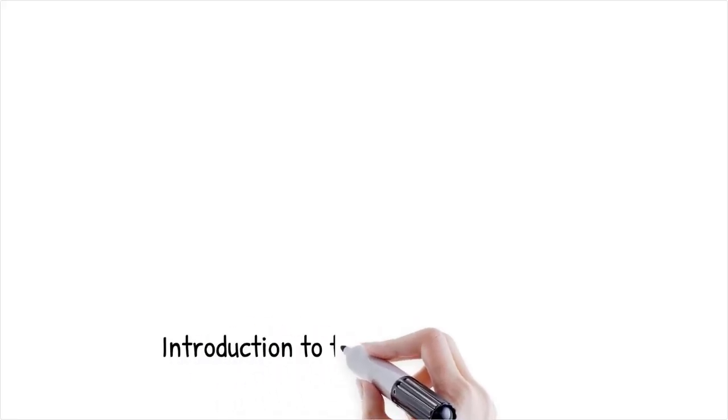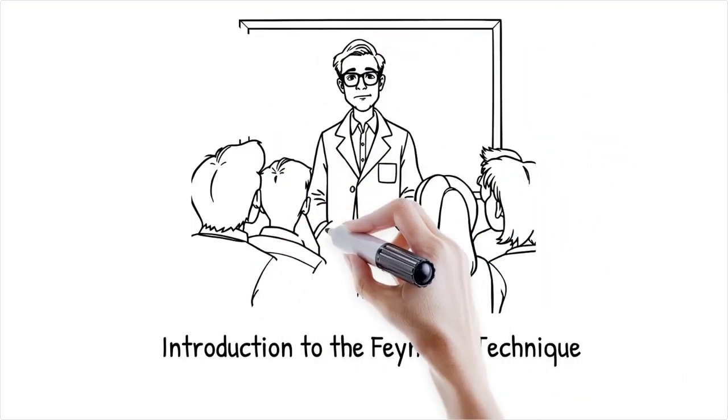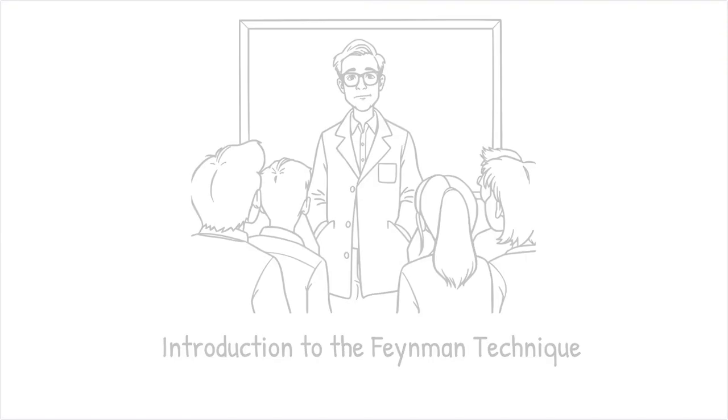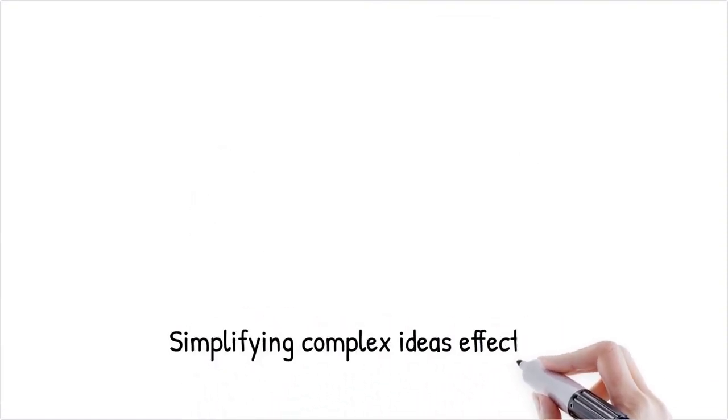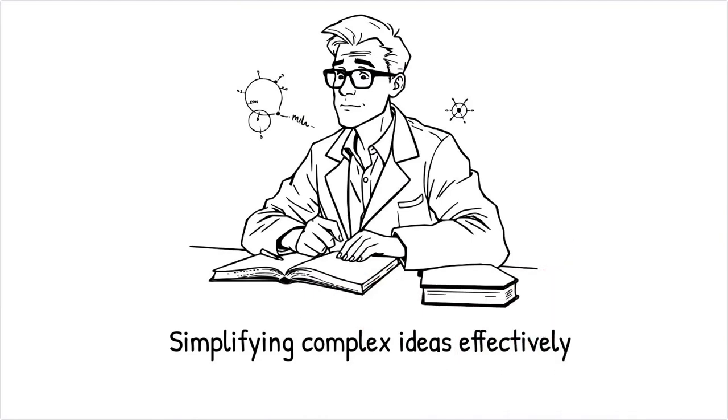The Feynman technique is a learning method developed by Nobel Prize-winning physicist Richard Feynman that emphasizes deep understanding by teaching concepts in simple terms. It involves explaining a topic as if you were teaching it to someone with no prior knowledge, which forces you to identify and fill gaps in your understanding. By breaking down complex ideas into simple language, the technique helps solidify your grasp of the subject matter. This method is grounded in the principle that if you cannot explain something simply, you do not understand it well enough.